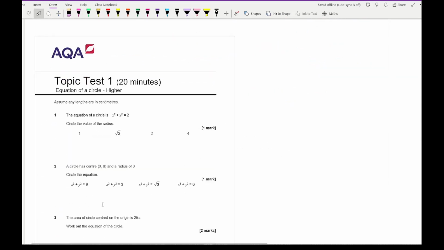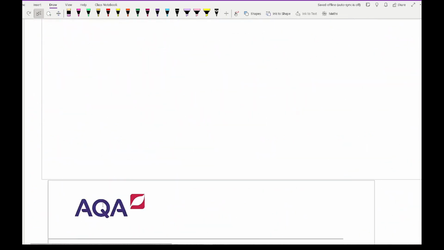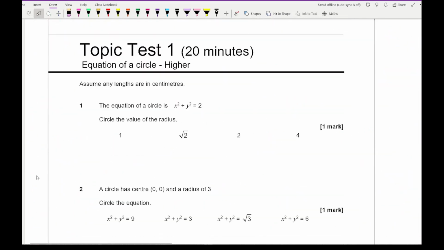So let's have a look at some of these questions. Let me just zoom in a little bit in terms of the notes. So in terms of here, let's have a look at question 1. Question 1 says the equation of a circle is x squared plus y squared equals 2. Circle the value of the radius.